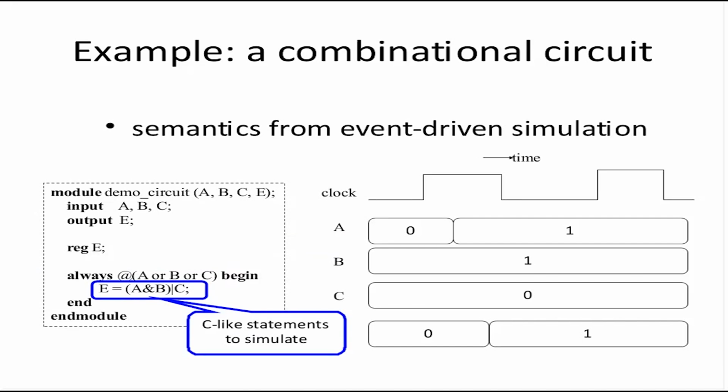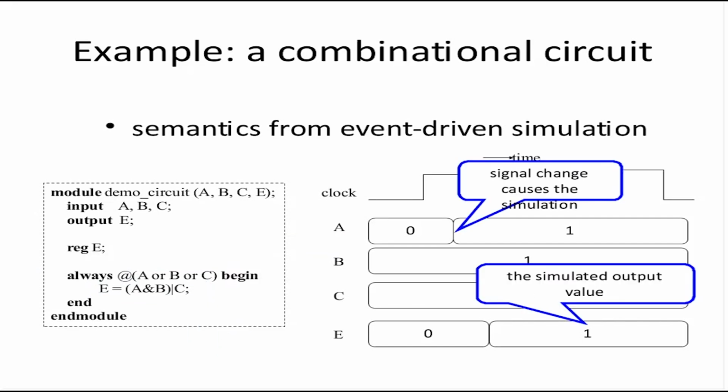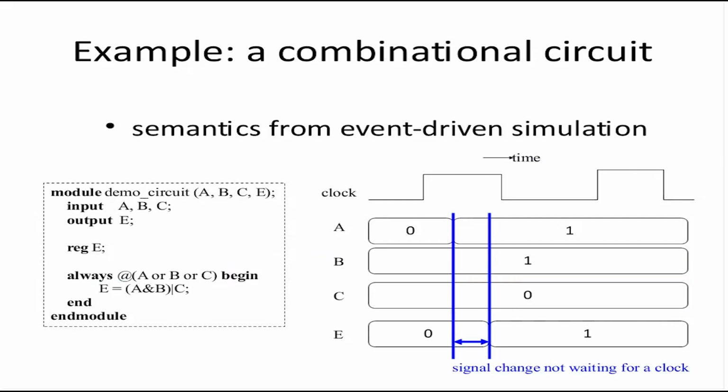Again, these are C-like statements for simulation. So whenever A is changing here, E changes here. B is 1, D is 1, and C is 0. So E is nothing but A, because A and B is 1, so it becomes A, OR with C is 0, so E becomes A in this case. Whenever A goes from 0 to 1, E will also go from 0 to 1 after some simulation time, irrespective of the value of clock. Because first of all, this circuit doesn't have a clock.